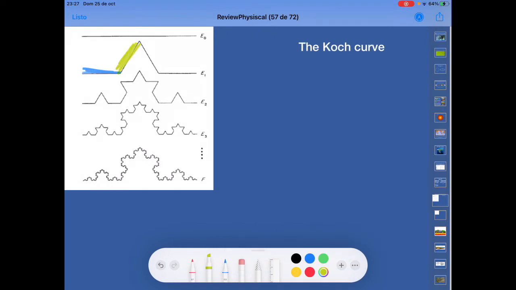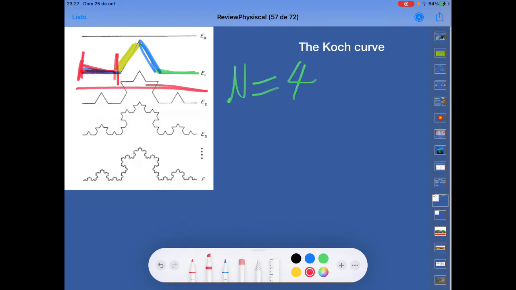2, then 3, and finally 4, right? So my n equals 4. The lines that I have are the same size, okay? So now I want to measure just one side, but using this size. This is going to be my ruler, and I am going to measure this side. So how many times do I need to use my ruler to cover the whole length?